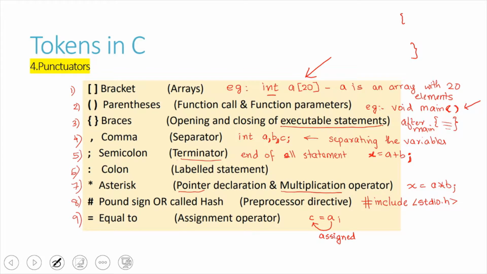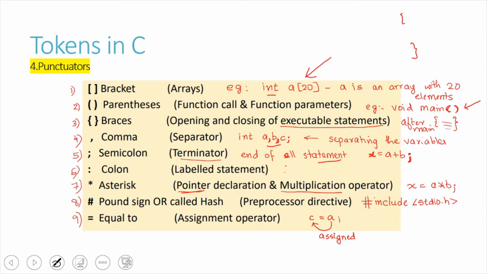Then we have the comma operator, which is a separator used to separate variables, etc. Then we have the semicolon, which should be used at the end of all statements. Then we have the colon, which is used for labeling. Asterisk is a pointer, which will be explained later, and it can also be used for multiplication. That is, x is equal to a star b implies that x will have the value of a multiplied with b.